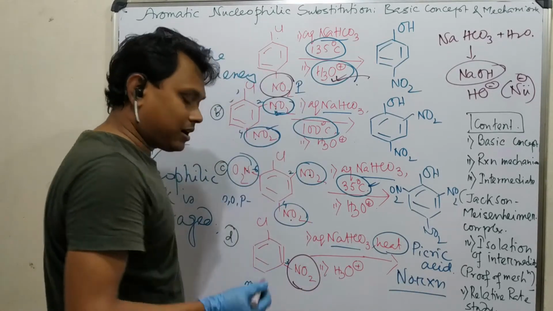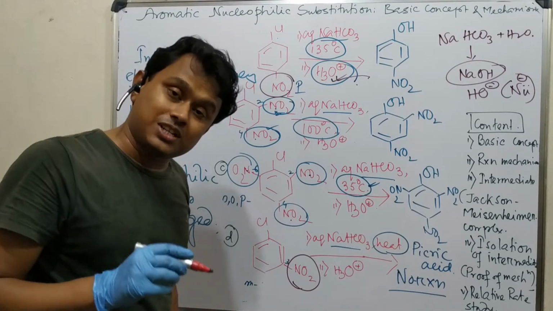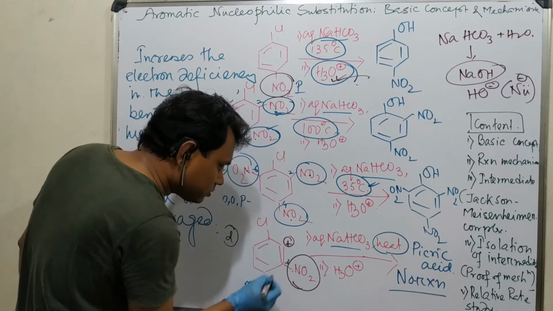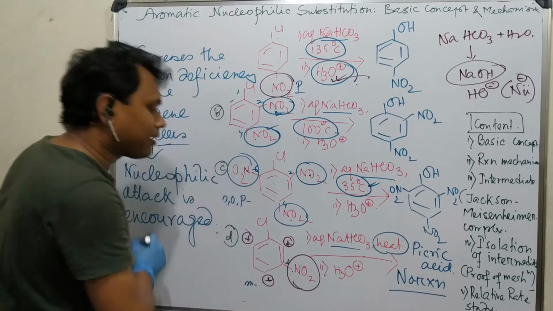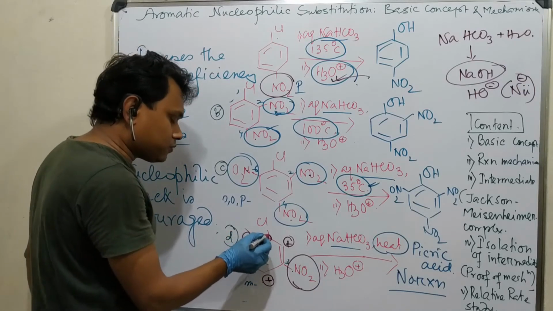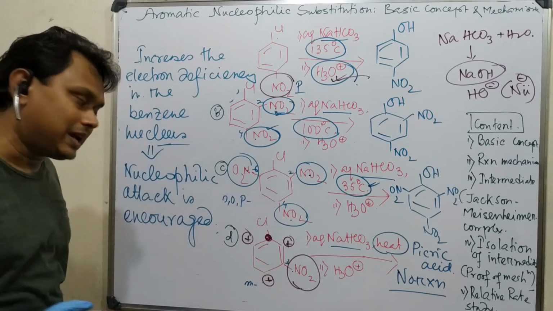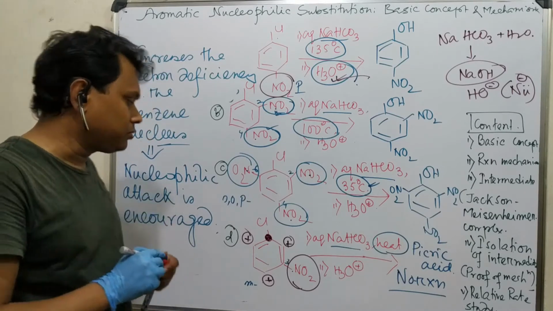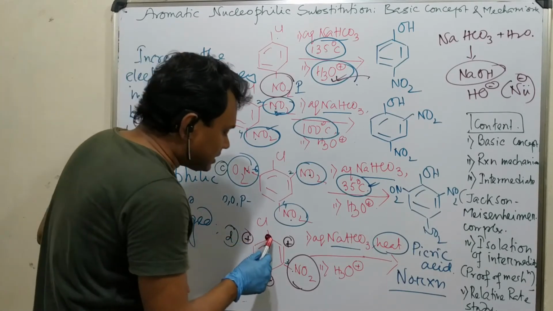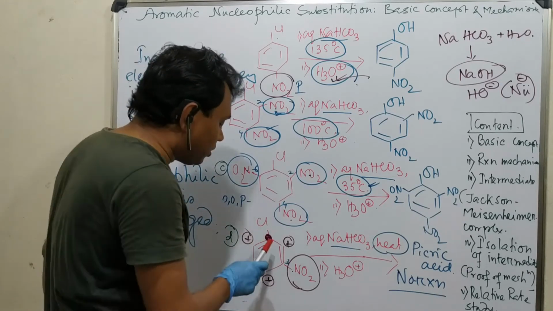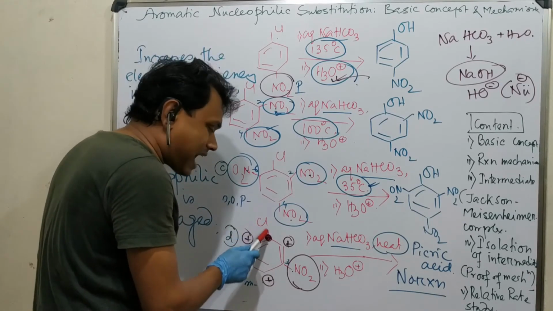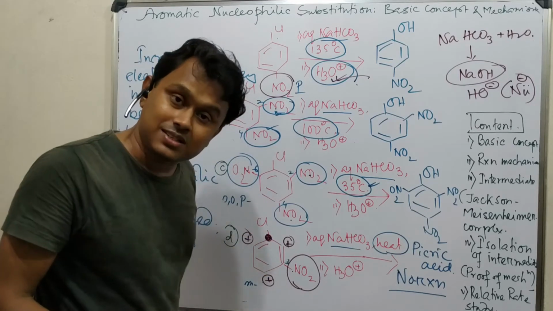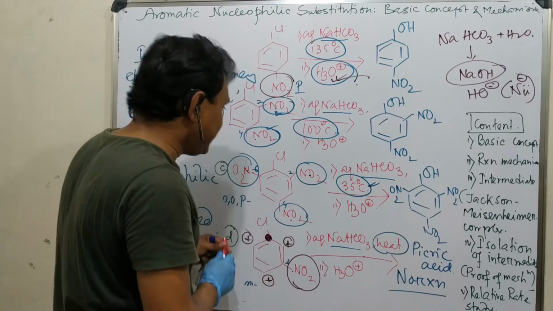Why? Because we know that nitro group increases the positive charge density of its ortho para position. So with respect to this nitro group, this is the ortho and this is the para. So this position where the nucleophile is expected to attack is not holding that much positive charge. Why am I saying that much? Because this carbon is attached with chlorine, so due to electronegativity difference, it is expected that there will be some positive charge density, but that is not enough.